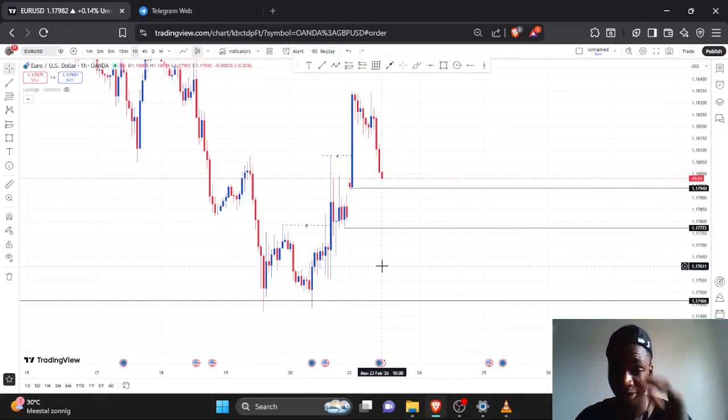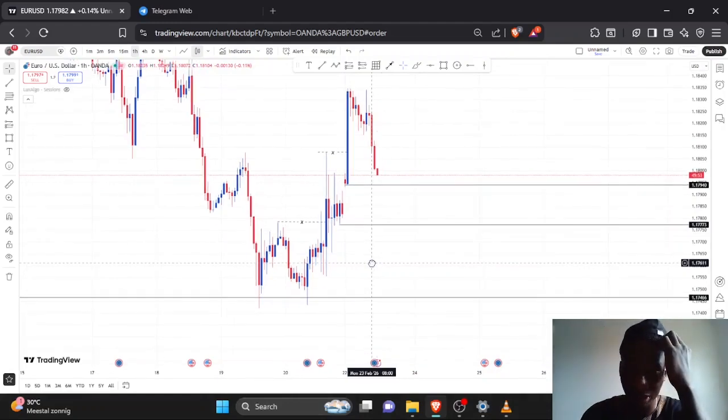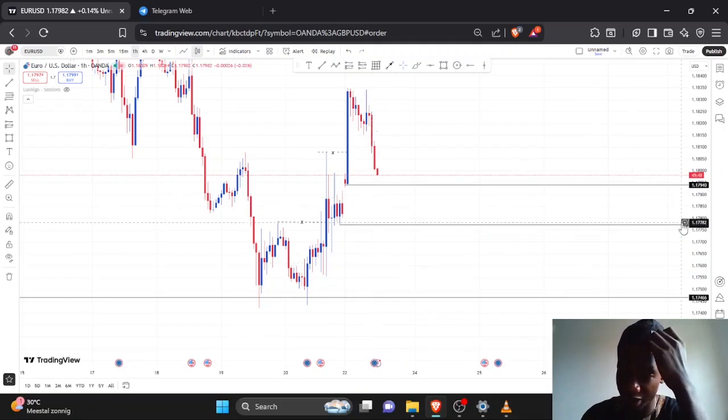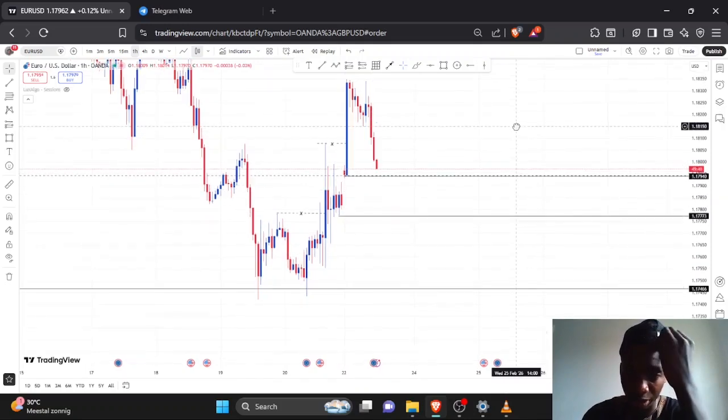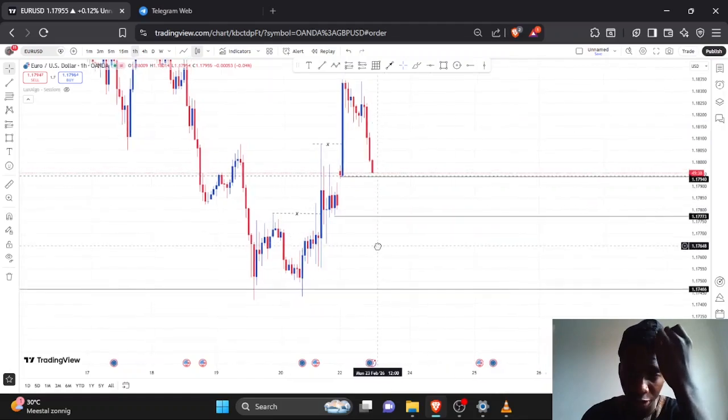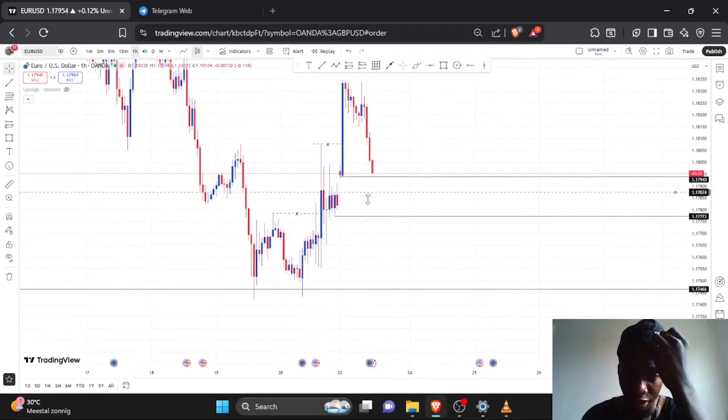So with that being said, I'm just going to sit on my hands. I think I'm going to set liquidity. Let's set an alarm here. I'm just going to wait as liquidity will be triggered. Just set an alarm here.